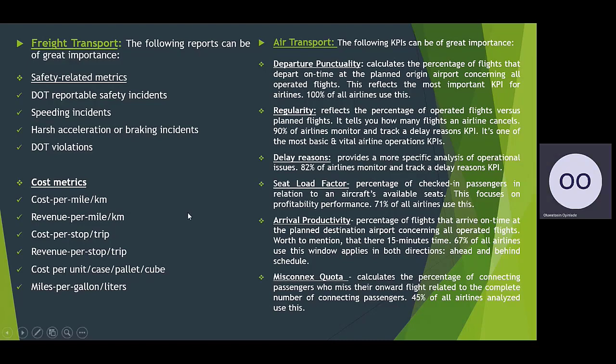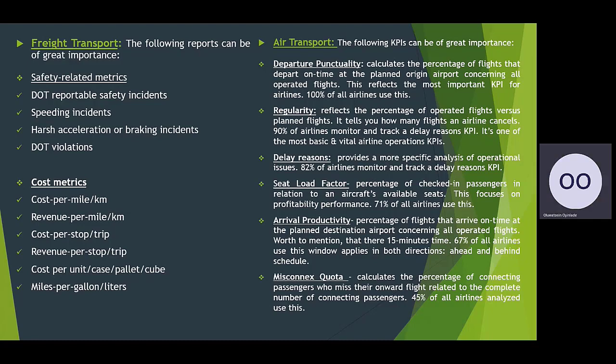So under the cost metric, there's the cost per kilometer, revenue, cost per trip, revenue per trip, and so many other things, fuel efficiency. Now in air transport, there are some key KPIs that are important. Number one, departure punctuality. Now, what is departure punctuality talking about? This calculates the percentage of flights that depart on time at a planned origin airport with respect to all operational flights.